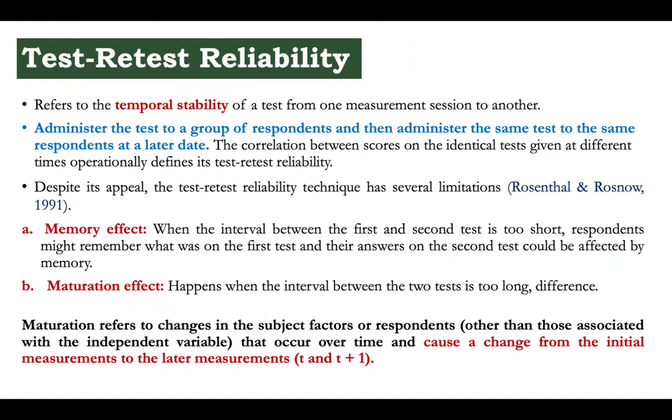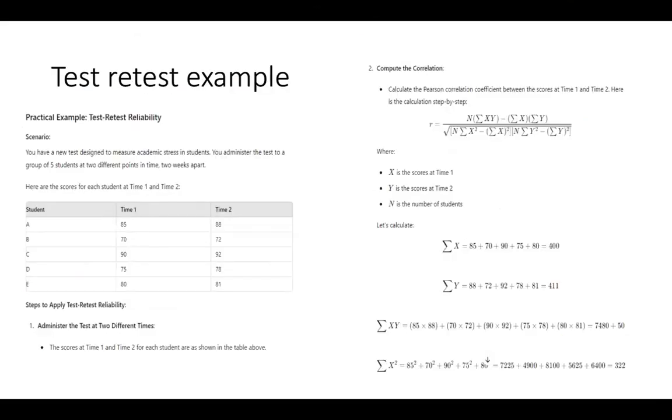Another is the maturation effect. It happens when the interval between the two tests is too long, so the individuals mature and sometimes it gives a wrong result. But despite this, it is very cheap and requires very little time. So test-retest reliability is sometimes used in social science and agricultural science.